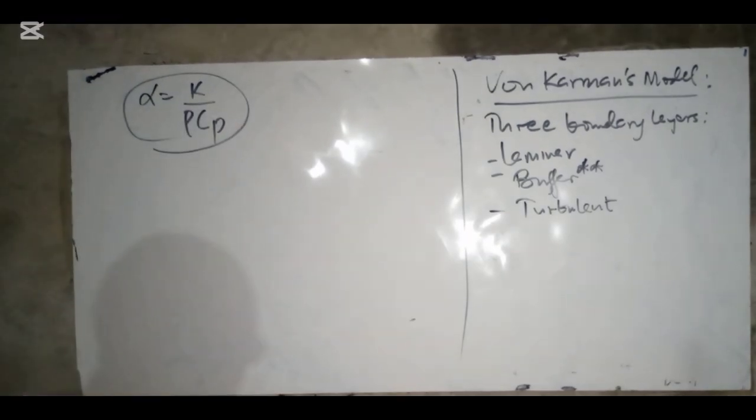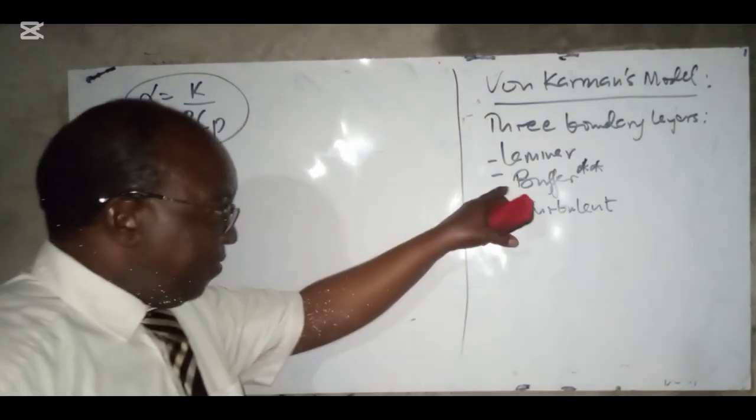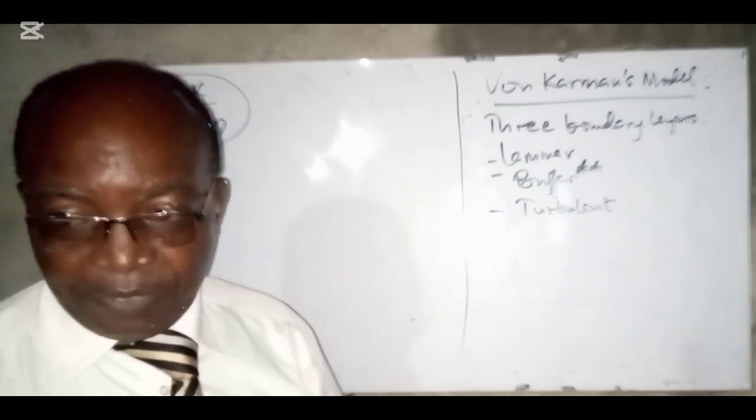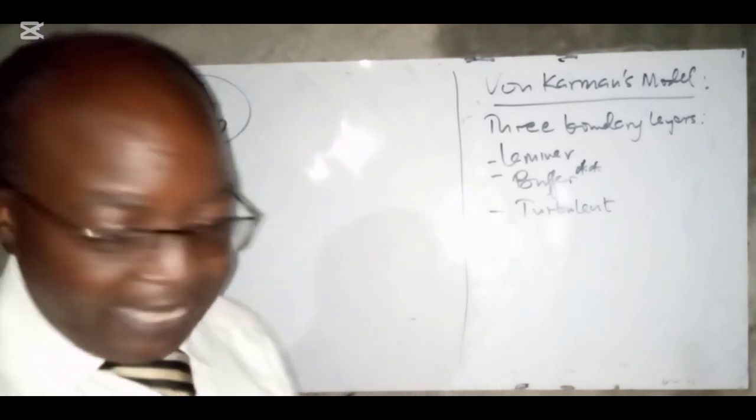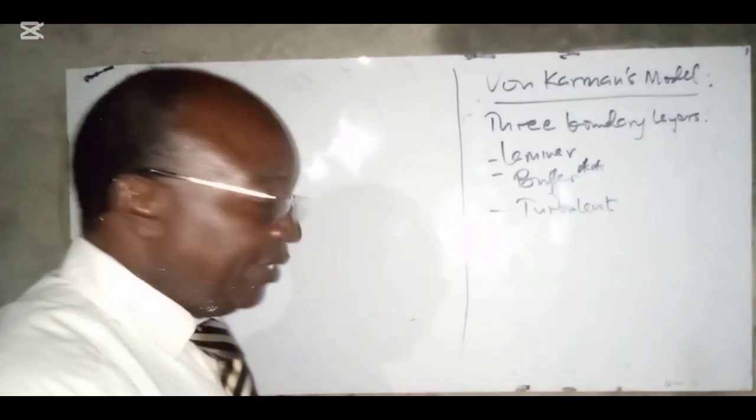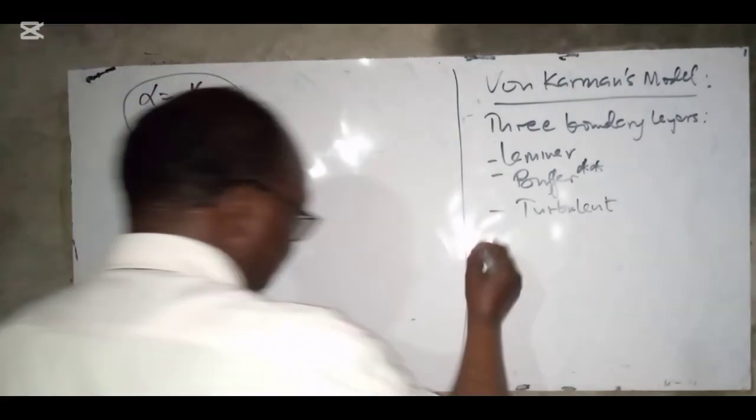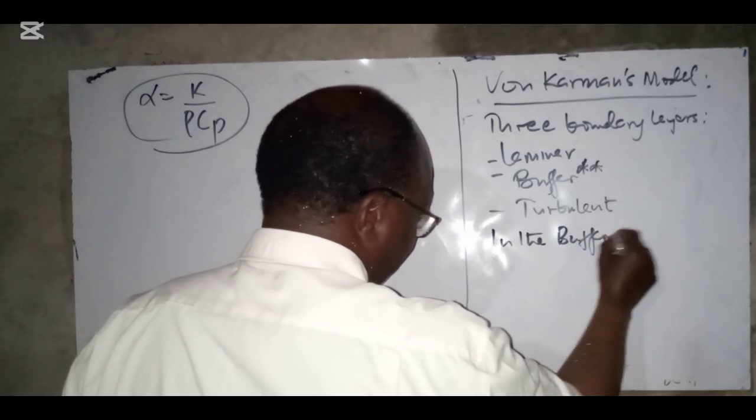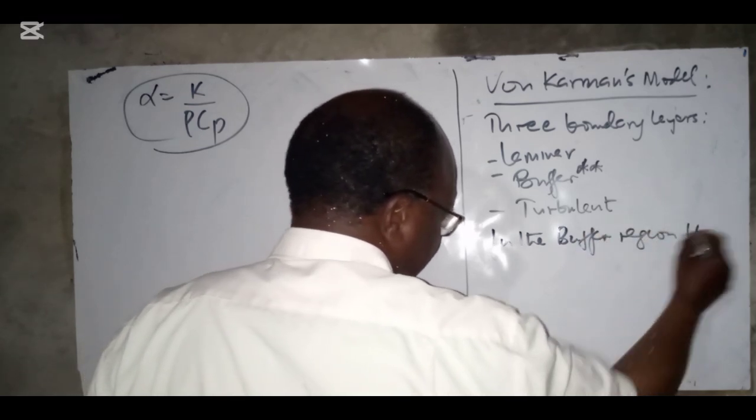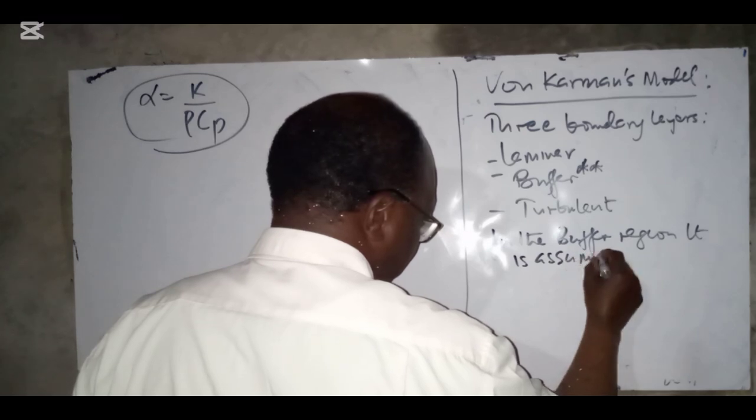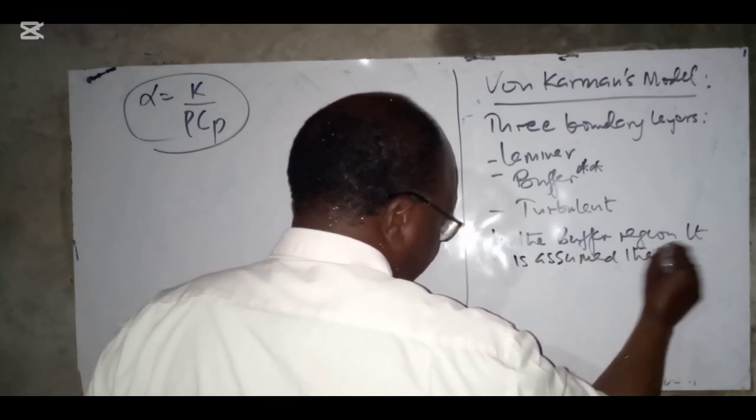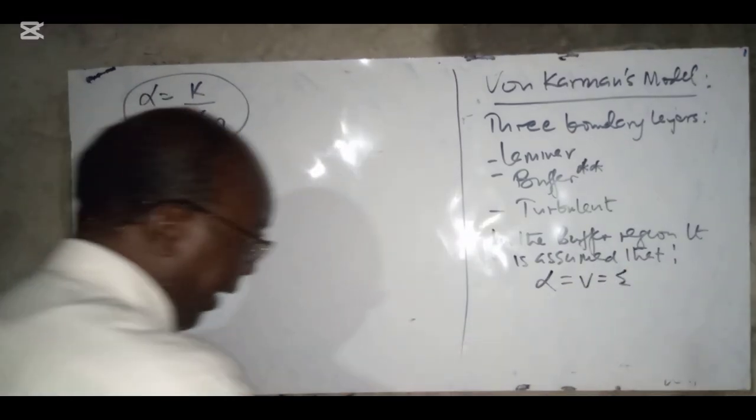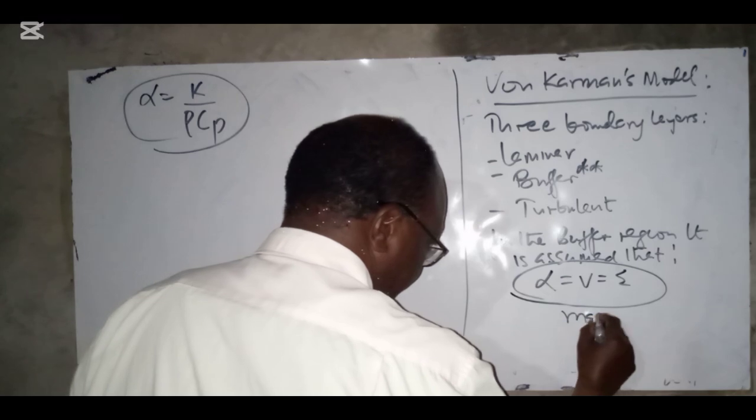region. Now, in this model, in the buffer region, it is assumed that the alpha, that is the thermal diffusivity, the kinematic viscosity, and the eddy diffusivities are all equal. In the buffer region, it is assumed that alpha is equal to v and is equal to eta in magnitude.